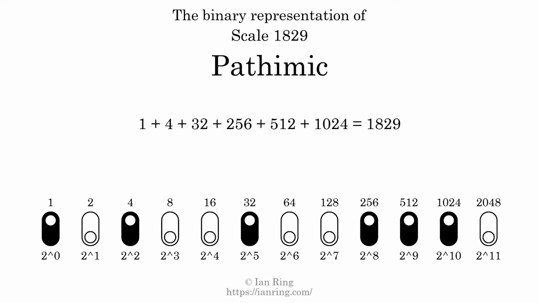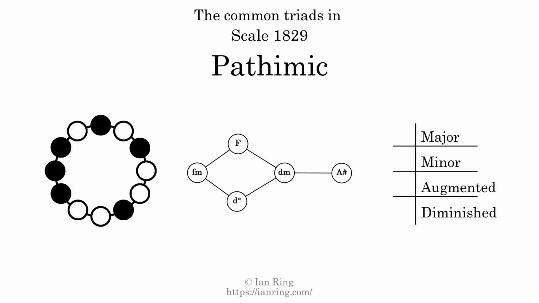1829. The scale number not only enumerates the scale with a unique index, but it also literally describes the tonal content of the scale. Represented as a binary number in base 2, the scale number is 0111001000101. Here are the common triads present in this scale.